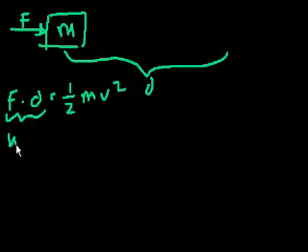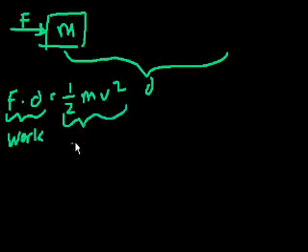Force times distance, by definition, is work. And 1/2 mv squared, I said this is called kinetic energy. By definition, kinetic energy is the amount of work you need to put into an object, or apply to an object, to get it from rest to its current velocity. So its velocity over here.